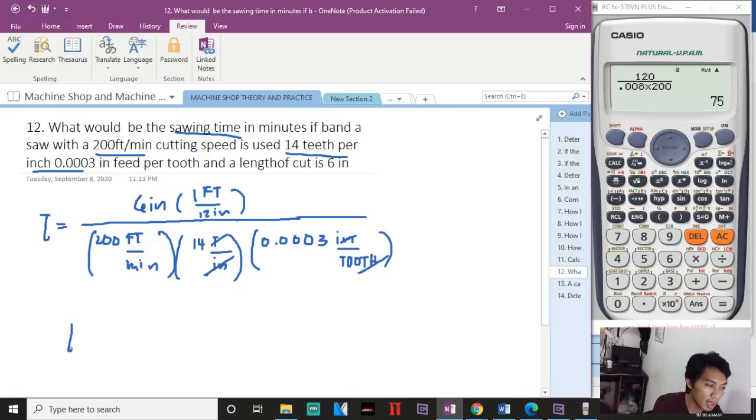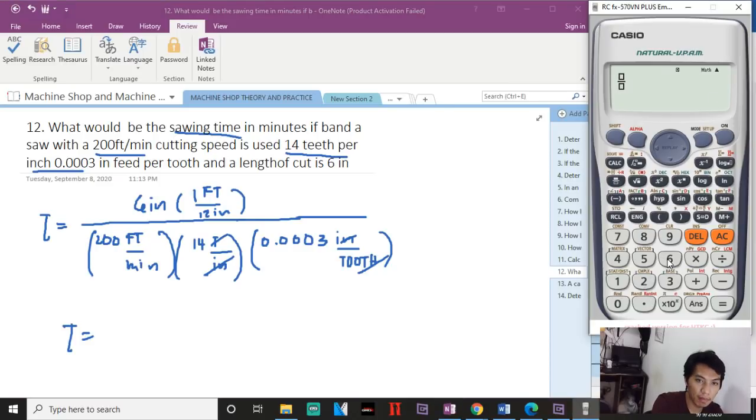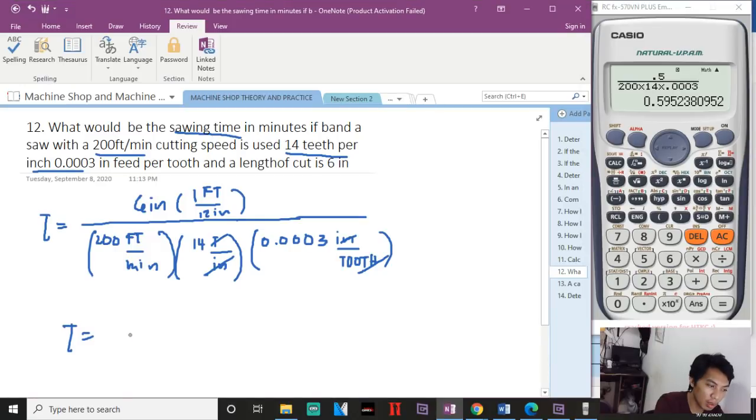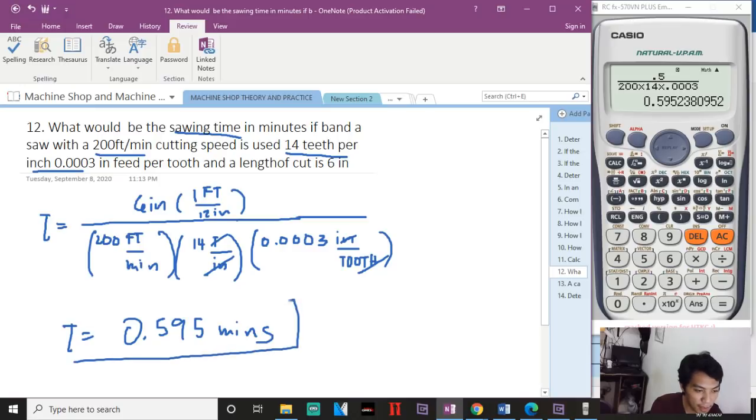Okay, masosolve ba natin? Yes, solve na natin. 6 divided by 12, 0.5, over 200 times 14 times 0.003. Okay, that will be ilang minutes? 0.595 minutes. Ganun lang ang machine shop, panay time. Okay?